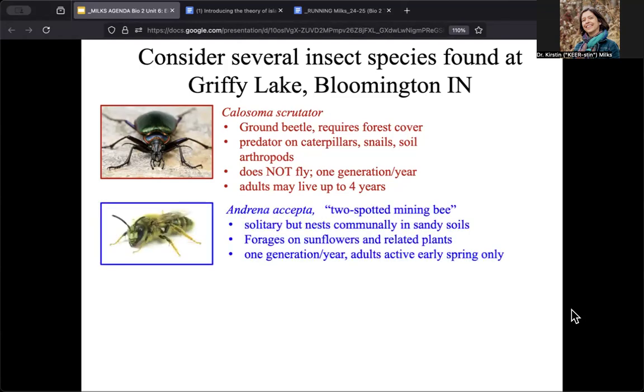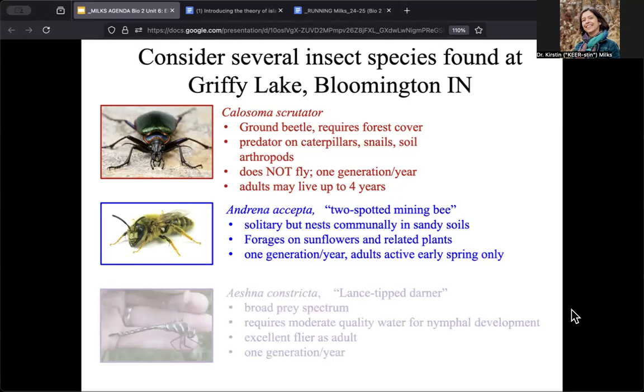This is a mining bee. It's solitary, but they do nest in sandy soils together. They forage on sunflowers and related plants. Those only flower at certain times, and climate is changing some of those. There's one set of babies per year, but the adults are active only in the early spring.